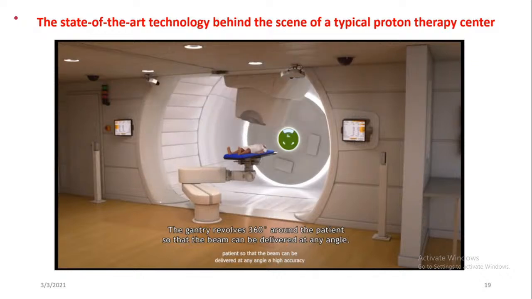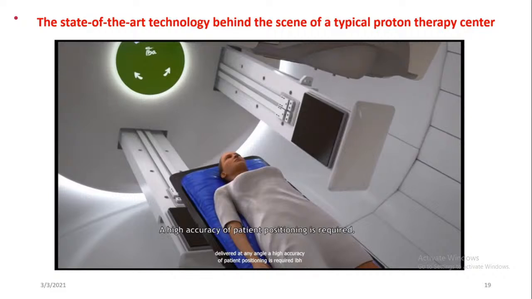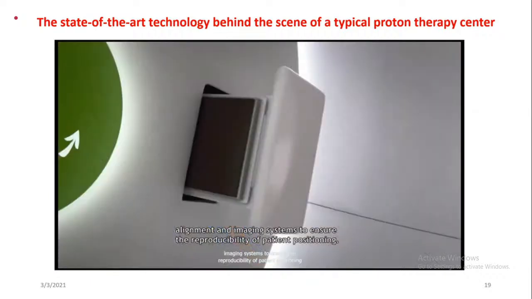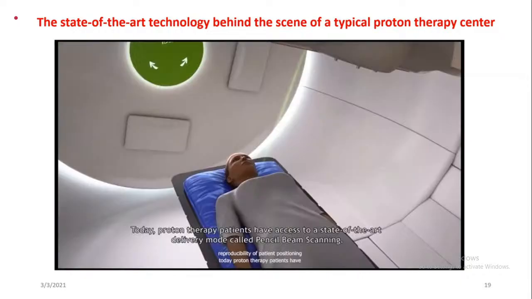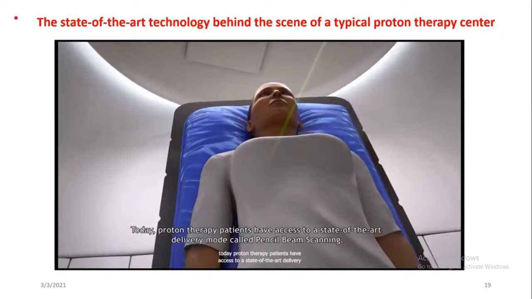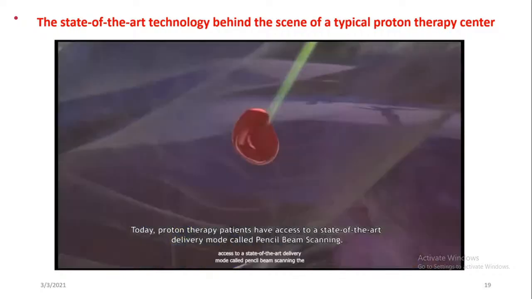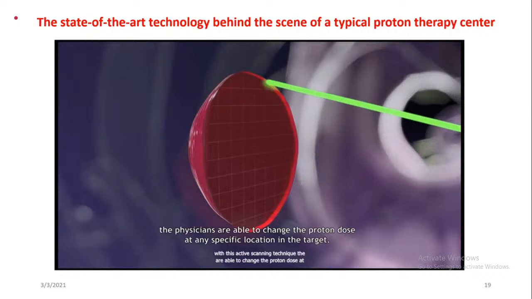A high accuracy of patient positioning is required. IBA's treatment rooms are equipped with the latest patient positioners, alignment, and imaging systems to ensure the reproducibility of patient positioning. Today, proton therapy patients have access to a state-of-the-art delivery mode called pencil beam scanning. The beam is steered across the target volume one layer at a time, pixel by pixel, to precisely match the shape of the tumor. With this active scanning technique, the physicians are able to change the proton dose at any specific location in the target.